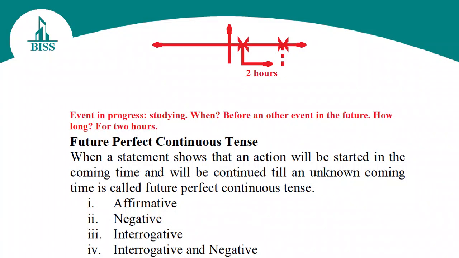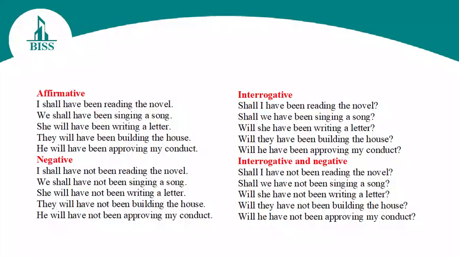Future perfect continuous tense. When a statement shows that an action will be started in the coming time and will be continued till an unknown coming time is called future perfect continuous tense. Affirmative. I shall have been reading the novel.